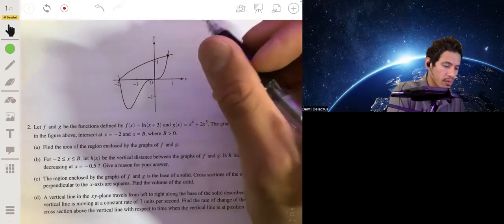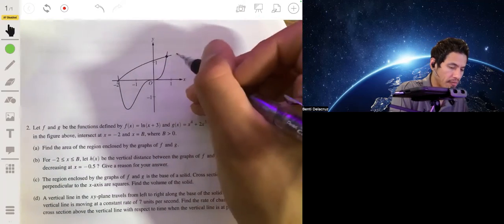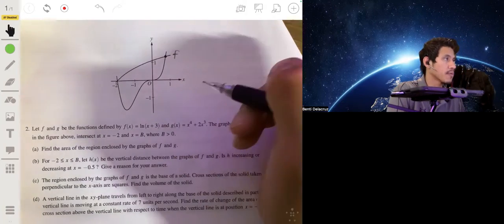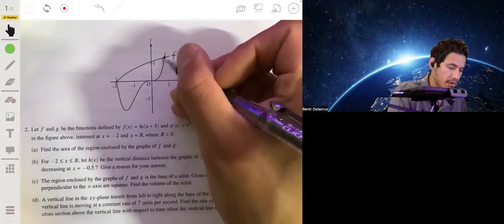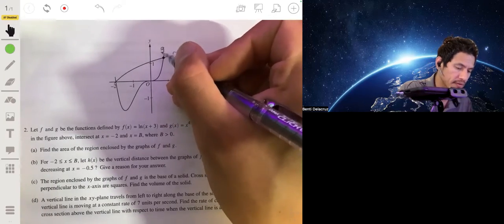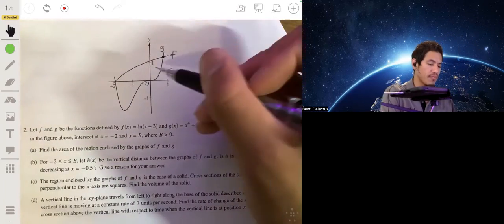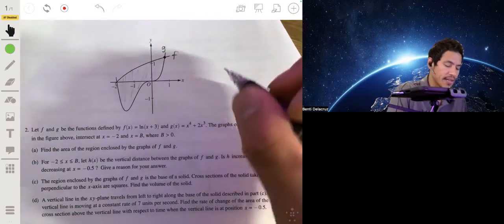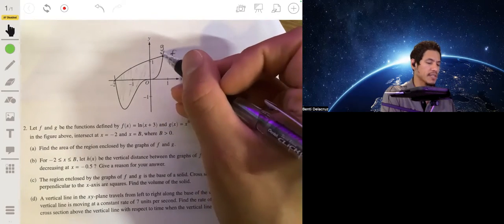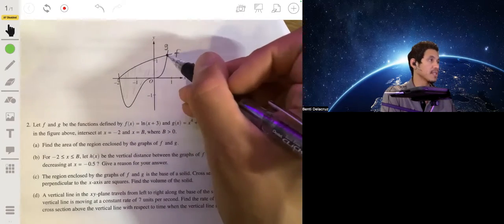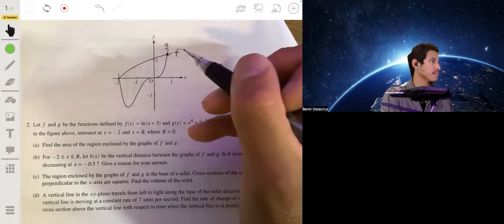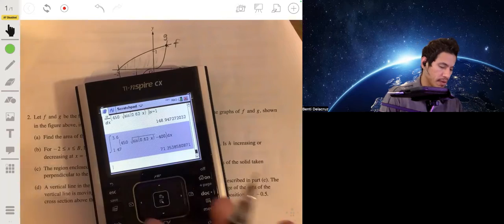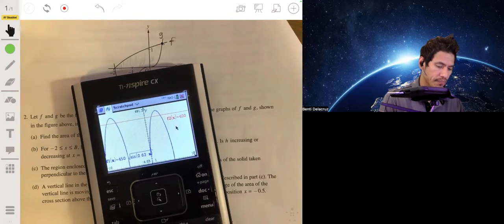Okay, so you should know that this top graph will be f of x, that's the natural log of x plus 3, and then that means this other graph will be g of x. Let's label that first. So to find the area of this region, you want to basically take the integral of g of x minus f of x from -2 to whatever this point is here. So let's graph these and let's see where they intersect. Since this is a calculator problem, this makes it very easy.